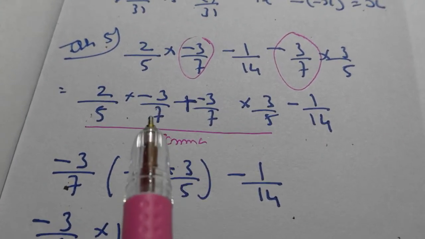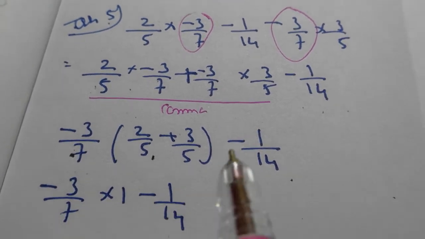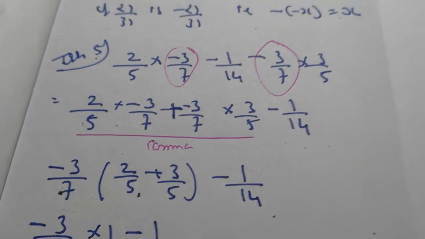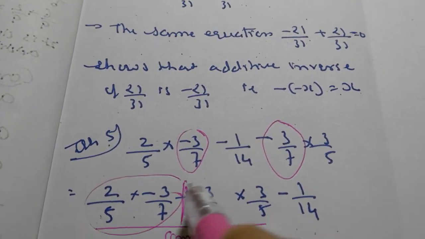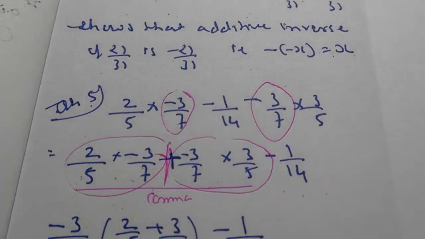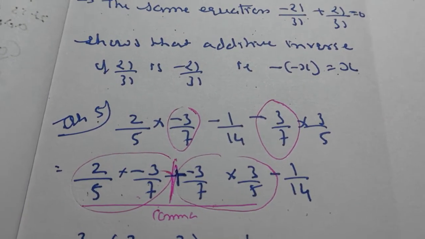So this is 3 upon 7 into 2 upon 5 plus 3 upon 5 minus, well, these two numbers. Okay, this is one number and this is another number. So out of these two numbers, minus 3 upon 7 is common. So the uncommon numbers left are 2 upon 5 and 3 upon 5.